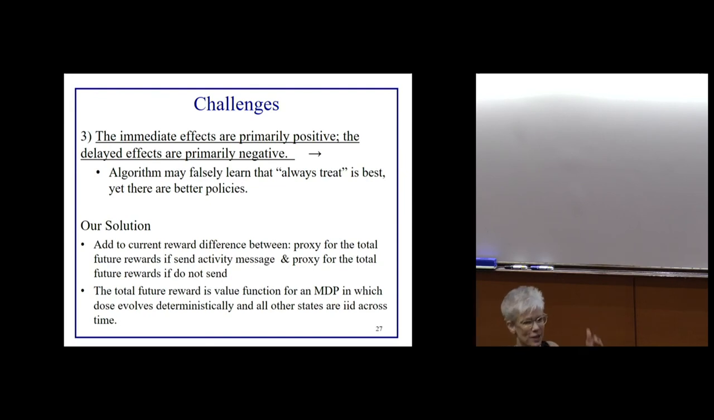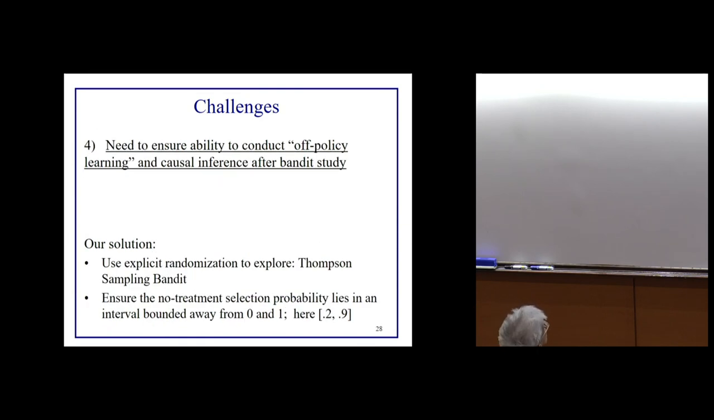There's another aspect to this algorithm that I think is interesting, and that's what I'm going to talk to you about. So we had already, all of us, been talking about this last week. We want to ensure the ability for everyone to conduct their off-policy learning after the end of the study, whatever machine learning methods one wants to do. We want everyone to be able to use this data. And we want to be able to do causal inference. This is particularly important for the behavioral scientists.